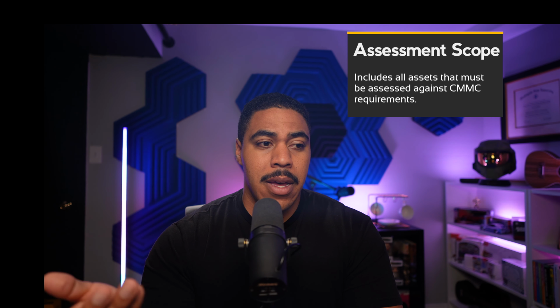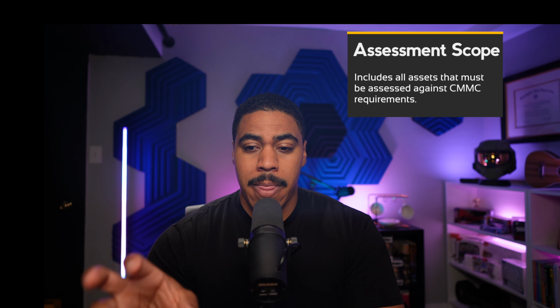So the assessment scope is going to include all the assets that can be assessed against security requirements. These will be defined all within your SSP. An idea that I typically share with those who are doing this is, hey, do an Excel document, with some tabs to document all of your assets and organize them based on your asset types or asset categories.